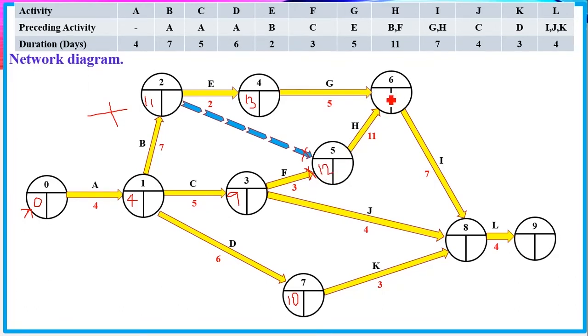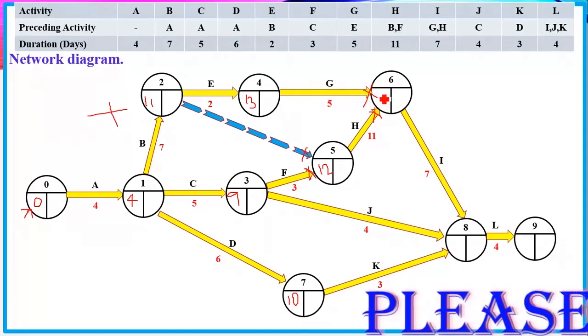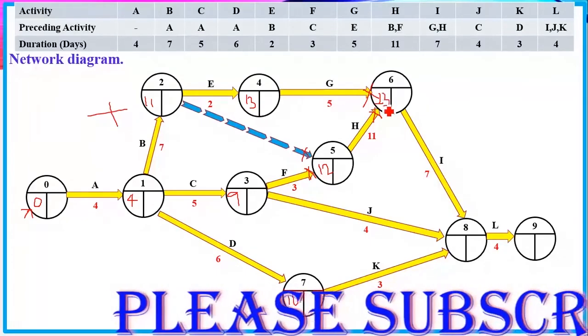Then we go to this side again. We have two. We have this and this one here. So we need to pick again the highest. This is 12 plus 11, which is 23, and we have 5 plus 13, which is 18. So you have to go for 23. You go for the highest.